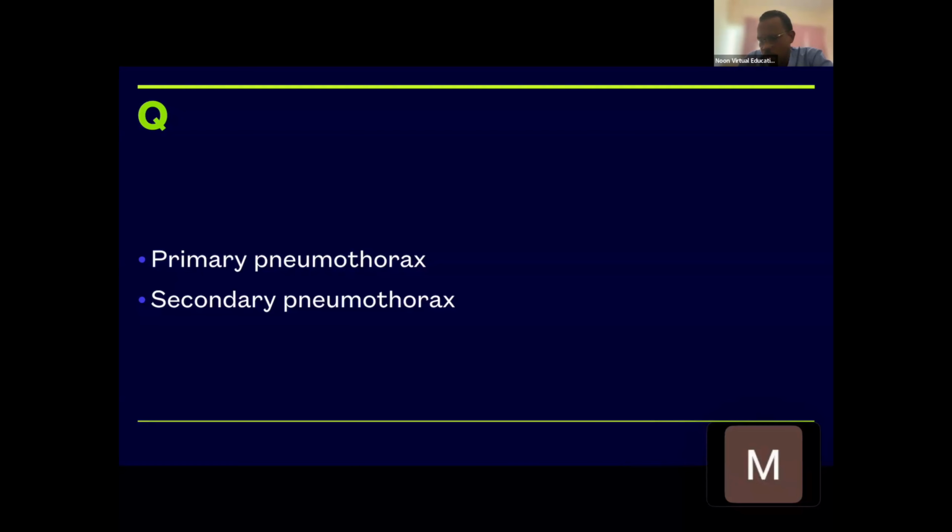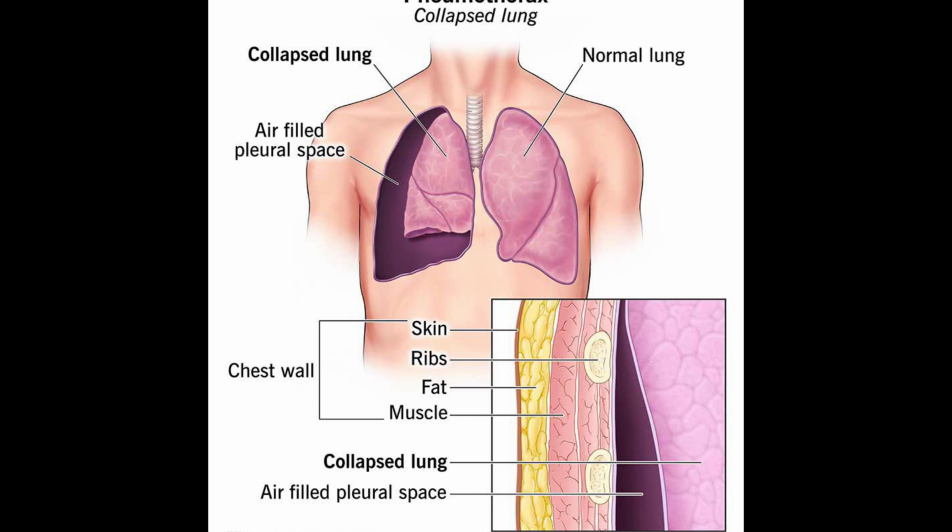Rawan Siddig said primary occurs without underlying lung disease. Okay, good. Primary pneumothorax means there is no underlying disease causing this pneumothorax. It's very important to differentiate, because this is very important in diagnosis and management. It's also very important in the discharge or admission of the patient. It is very important to know whether it is primary or secondary pneumothorax.